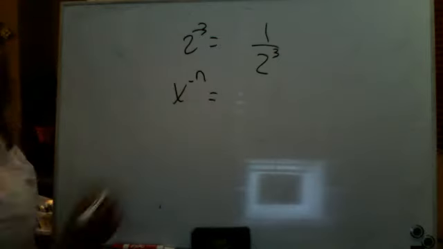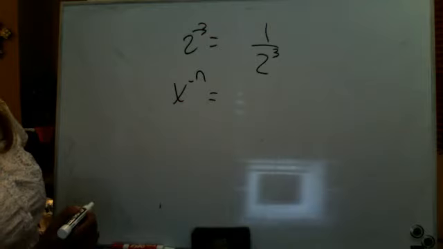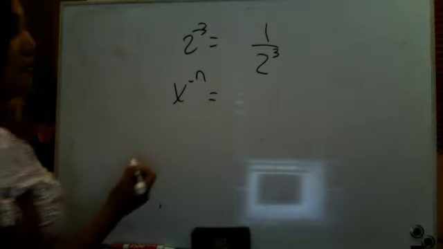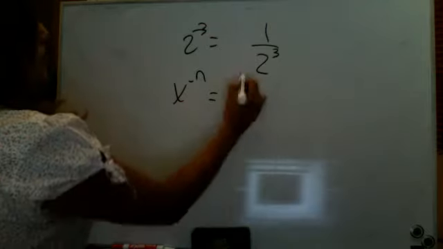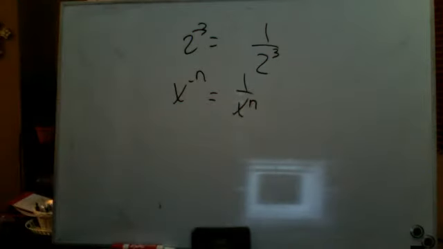It says if n is any real number and x is any real number that is not 0, then x to the negative n is equal to 1 over x to the n. So basically, this rule tells us that when we write an exponential expression in reciprocal form, the sign of the exponent must be changed. Therefore, if the exponent is negative, it is positive in reciprocal form. If the exponent is positive, it is negative in reciprocal form.